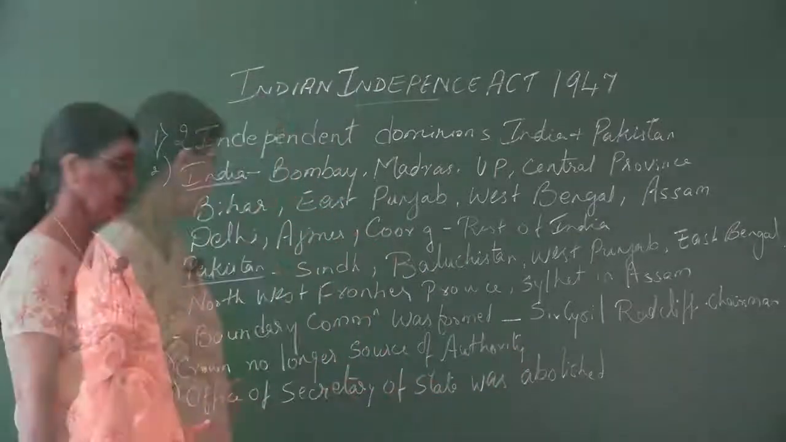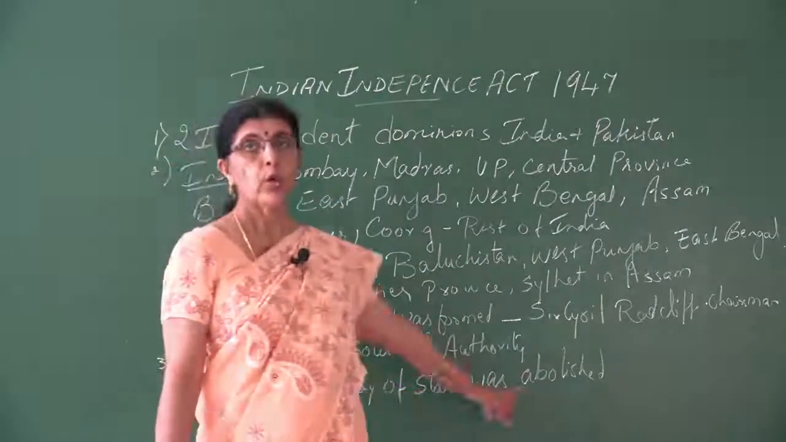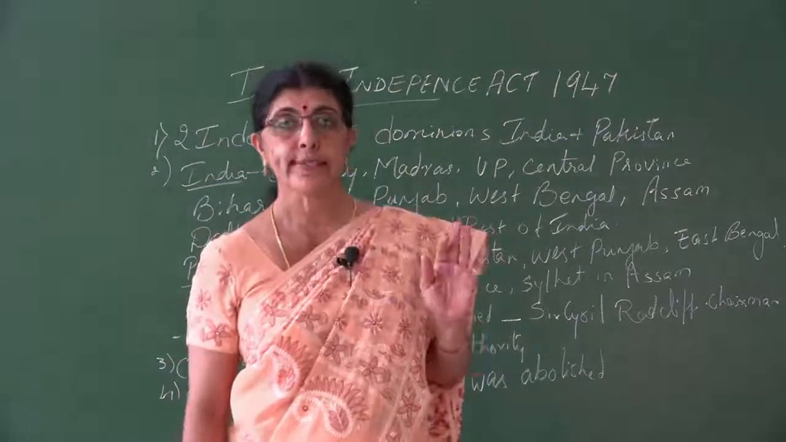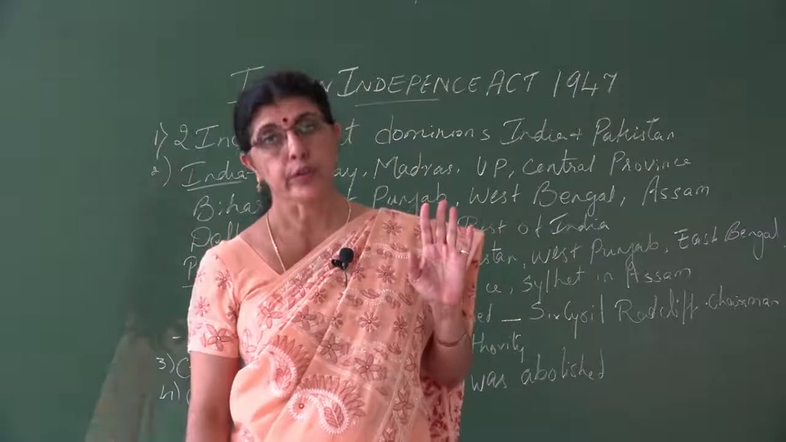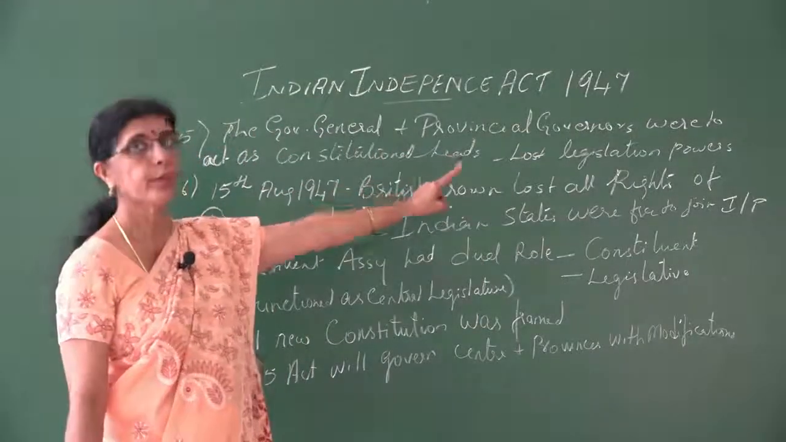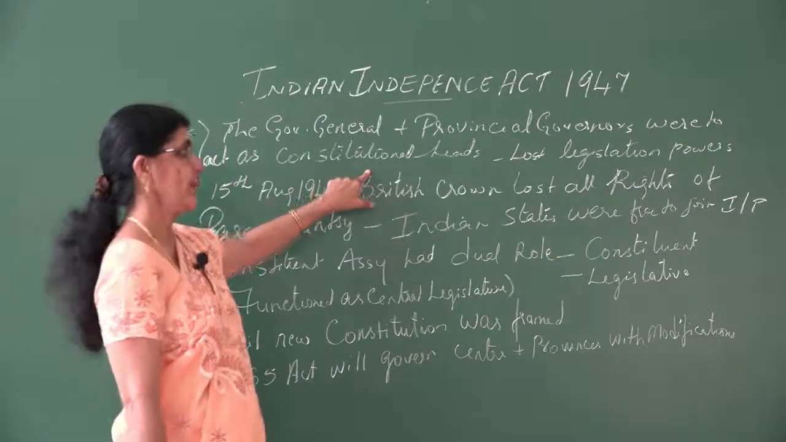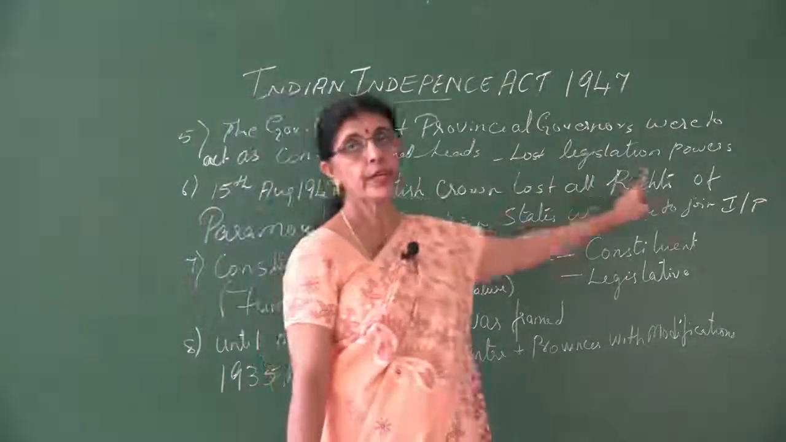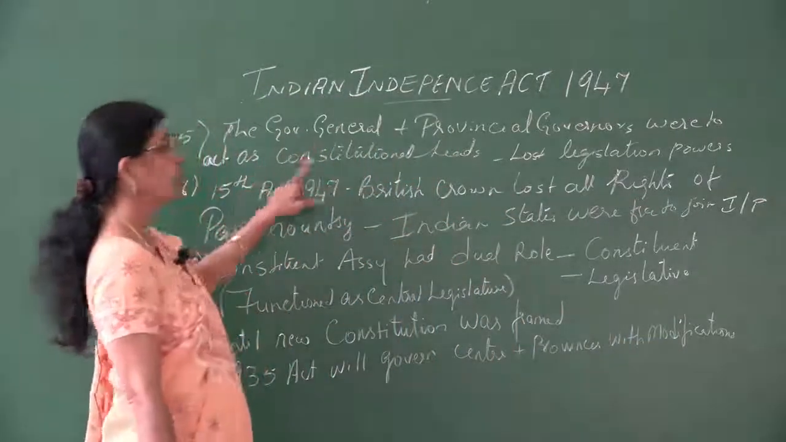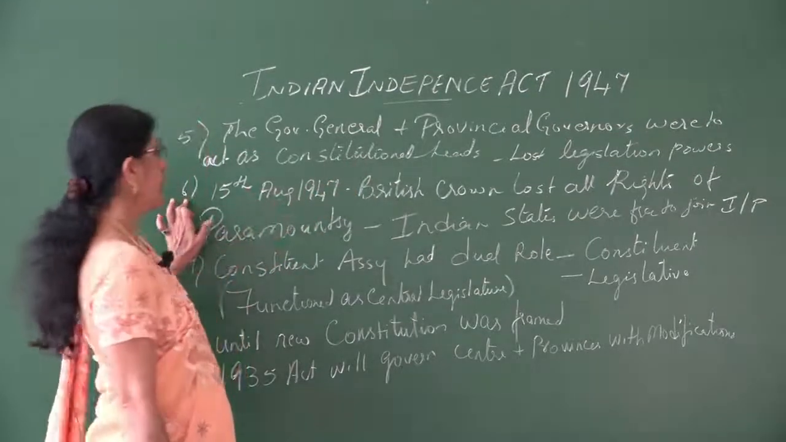The next provision was that the office of the Secretary of State was abolished. The Secretary's office no more existed, it was completely removed. The next point is that the Governor General and the provincial governors were to act as constitutional heads, but they lost all their extraordinary legislative powers. They were supposed to work only as constitutional heads.